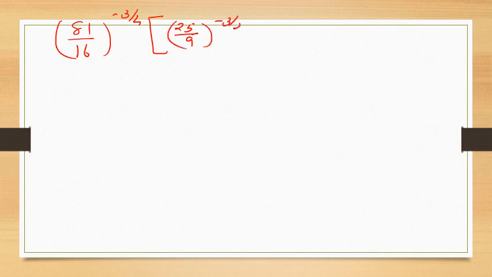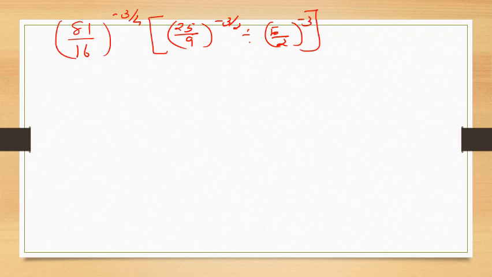Next question. 81 by 16 raised to minus 3 by 4 into 25 by 9 raised to minus 3 by 2 divided by 5 by 2 raised to minus 3.